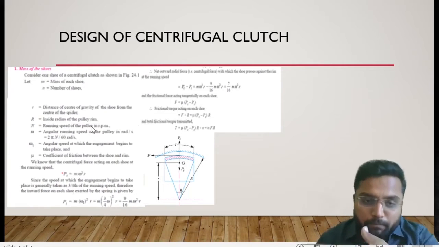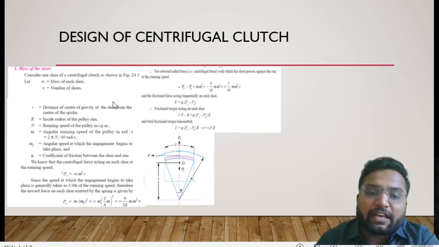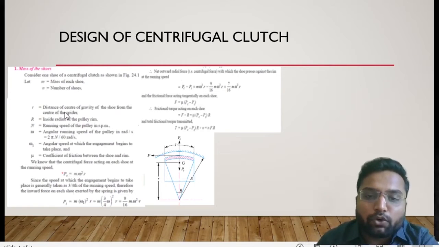So let's go on to this derivation. Here m is the mass of each shoe and n is the number of shoes, because here we have taken a single shoe, but we could have multiple shoes at the same time. r is, as I have told you, the distance of the center of gravity from the center. Clear?